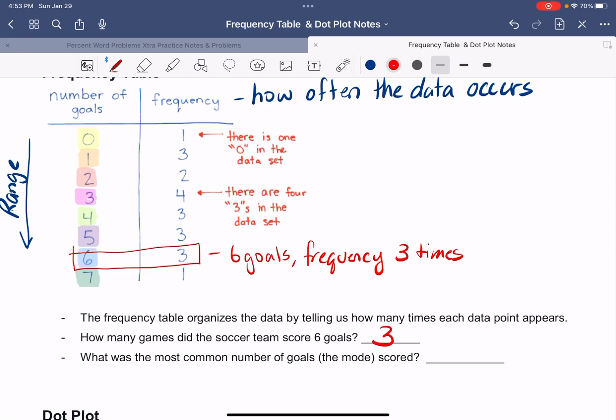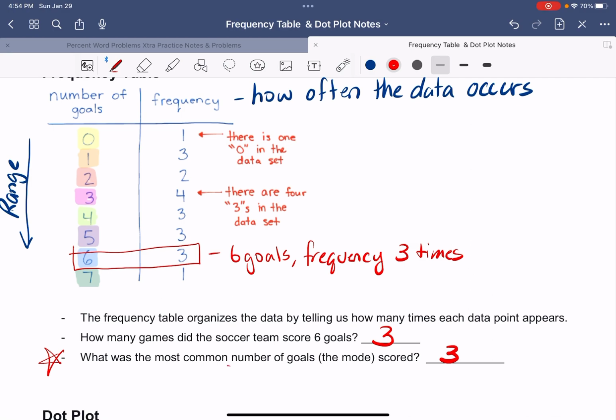Now let's look at what was the most common number of goals, or the mode, scored. Based on what we talked about earlier, there are 4 3s in the data set. The most common number of goals was 3. So when you get a question like this, make sure that you are being very careful about looking at what the question is asking for.